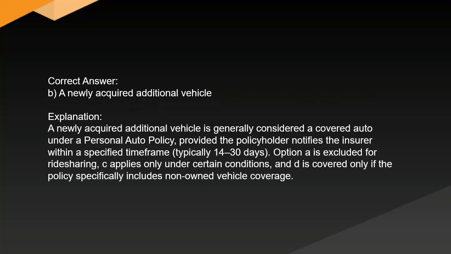Correct answer. B, a newly acquired additional vehicle. Explanation. A newly acquired additional vehicle is generally considered a covered auto under a personal auto policy, provided the policyholder notifies the insurer within a specified time frame, typically 14 to 30 days. Option A is excluded for ride-sharing, C applies only under certain conditions, and D is covered only if the policy specifically includes non-owned vehicle coverage.